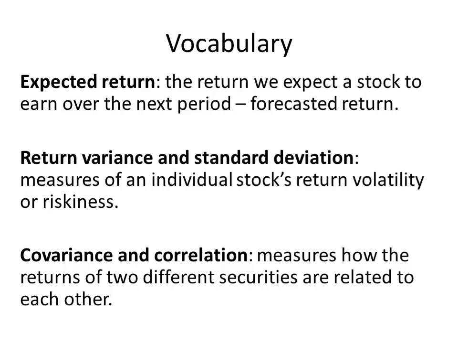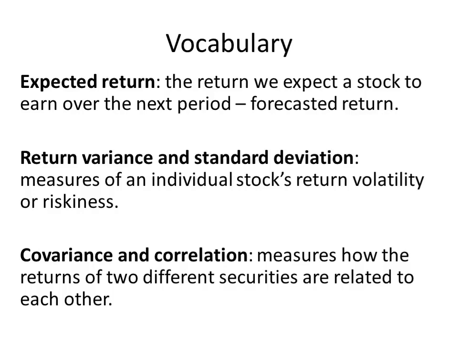Then we have return variance and standard deviation. These are statistical measures of dispersion for return. And the more dispersed the return is, the riskier it is. So these are measures of an individual stock return volatility or riskiness. Please remember from statistics that standard deviation is the square root of variance.